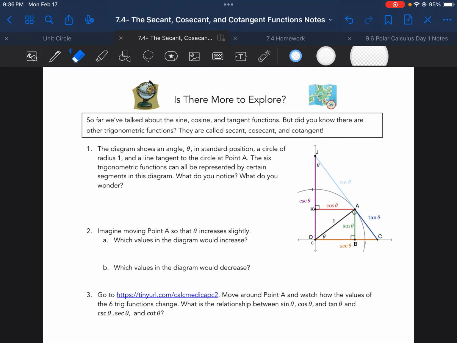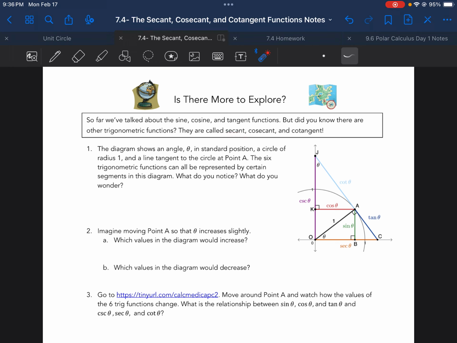In this video, we're going to be looking at the three reciprocal trig functions, secant, cosecant, and cotangent. So, we already have some experience with sine, cosine, and tangent. Today, we're going to be looking at their reciprocals, secant, cosecant, and cotangent.